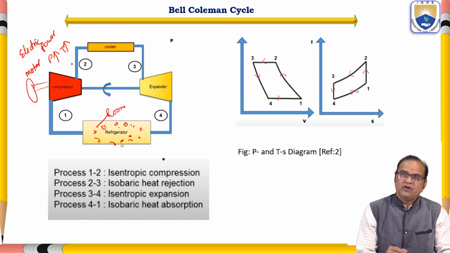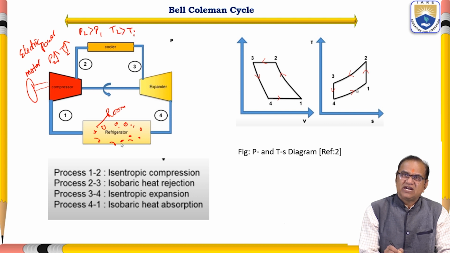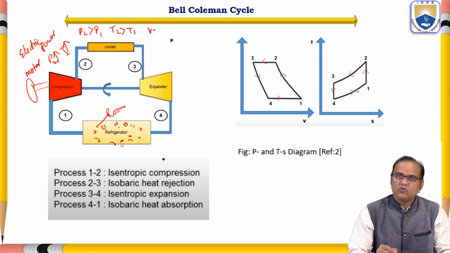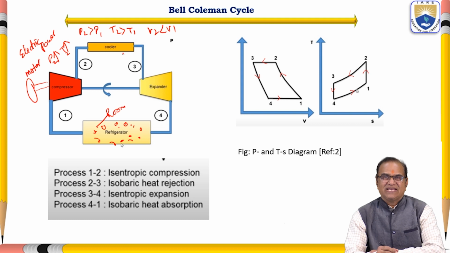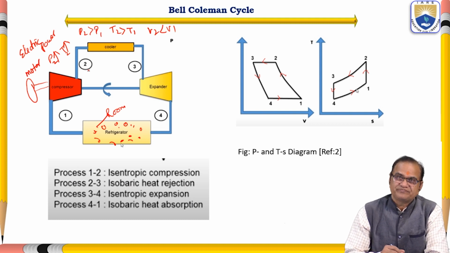So from P1 to P2, if you see, P2 is greater than P1 and T2 is greater than T1. So that is the objective of this, but V2 is less than V1. So V1 will be more, V2 is less. Now this is high temperature and high pressure.